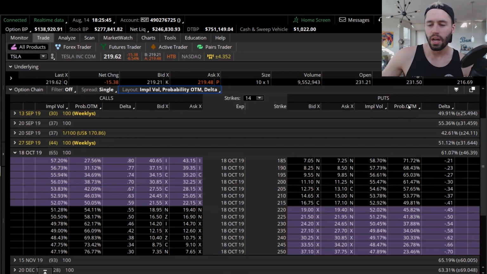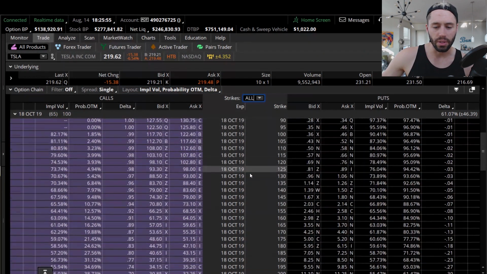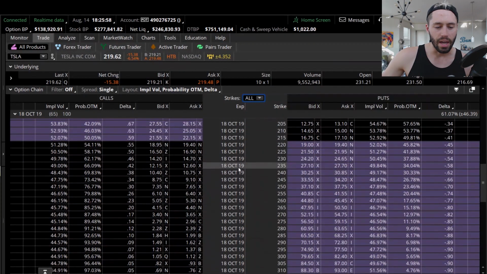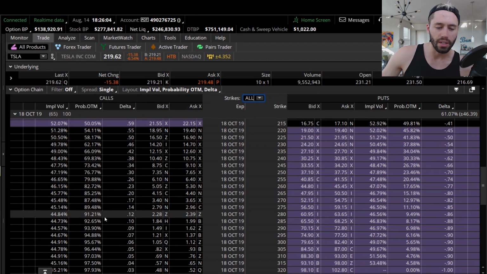The next one is probability out of the money. And all this means is what's the probability that this option expires worthless. So let's go to the call side here on Tesla. Let me back this out a little bit into the all so we can see some really out of the money options. And you can see here, let's go to this 280 option. The probability that this thing expires worthless out of the money is 91%. So right off the bat, these give you a rough basis of what's your percent chance of making money.